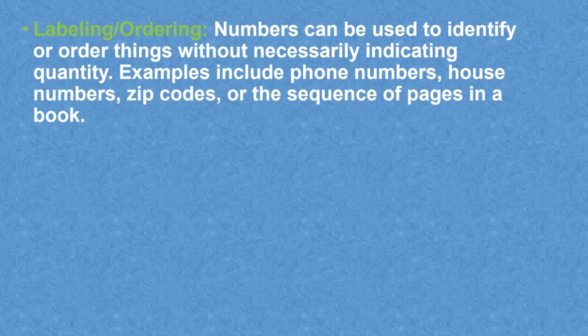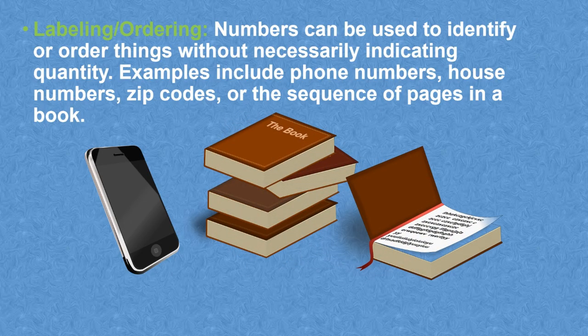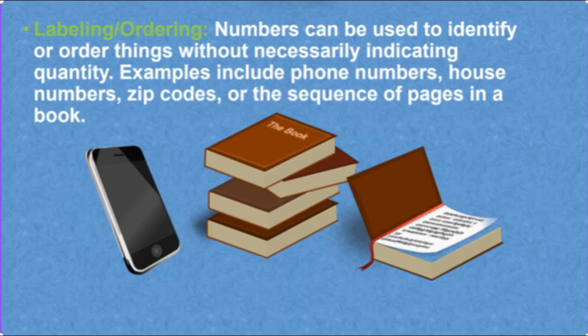Labeling, ordering. Numbers can be used to identify or order things without necessarily indicating quantity. Examples include phone numbers, house numbers, zip codes, or the sequence of pages in a book.